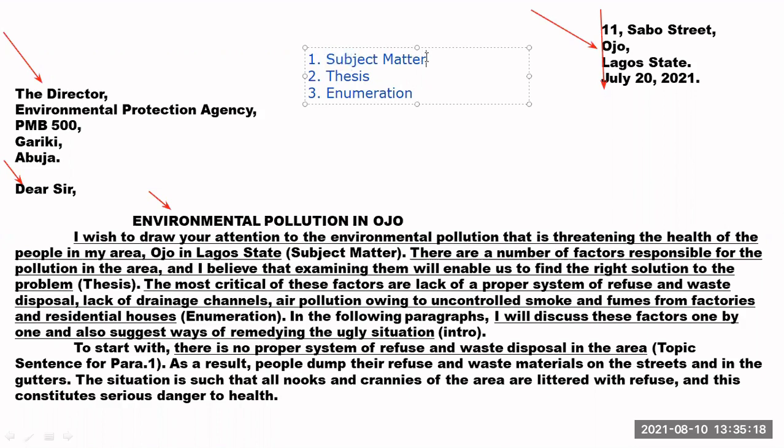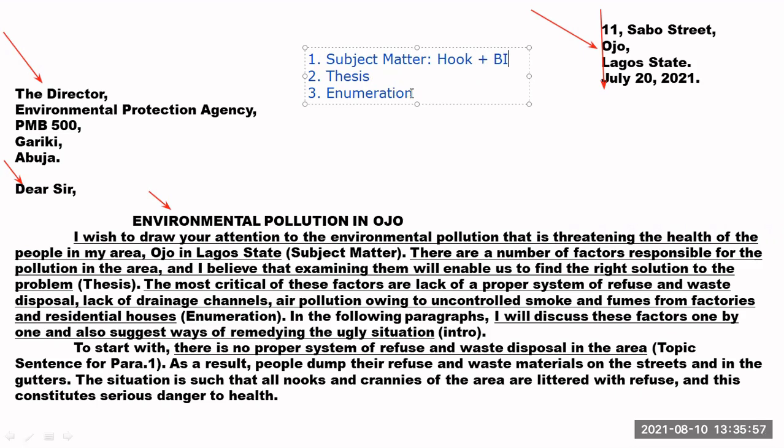Within the subject matter, in some cases, we could subdivide this into a hook and the background information. Let me use BI to represent that: hook and background information. But here in this simple letter, we are not going into so much detail. Once you capture the subject matter, that's exactly what the examiner wants.